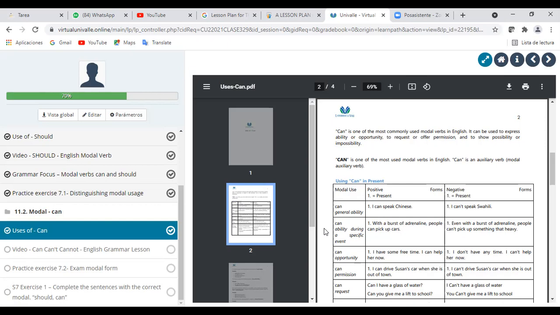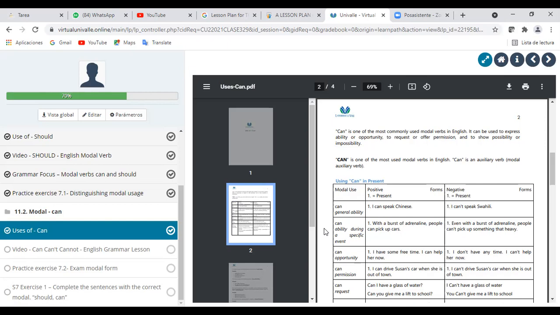Also, can for opportunity: I have some free time, I can help her now. Negative: I don't have any time. Also for permission: you can drive Susan's car when she is out of town. I can drive Susan's car when she is out of town.